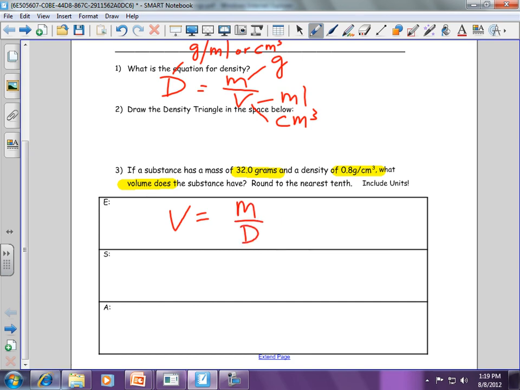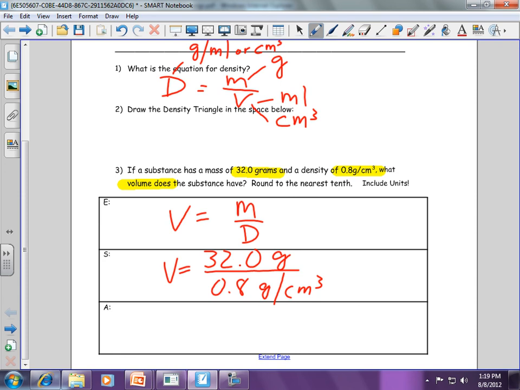Alright, there's the equation. Let's substitute. Volume equals mass over density. Well, we have 32 grams as the mass, so we do 32.0 grams. Don't forget your units here, guys. Over 0.8 grams per cubic centimeter.